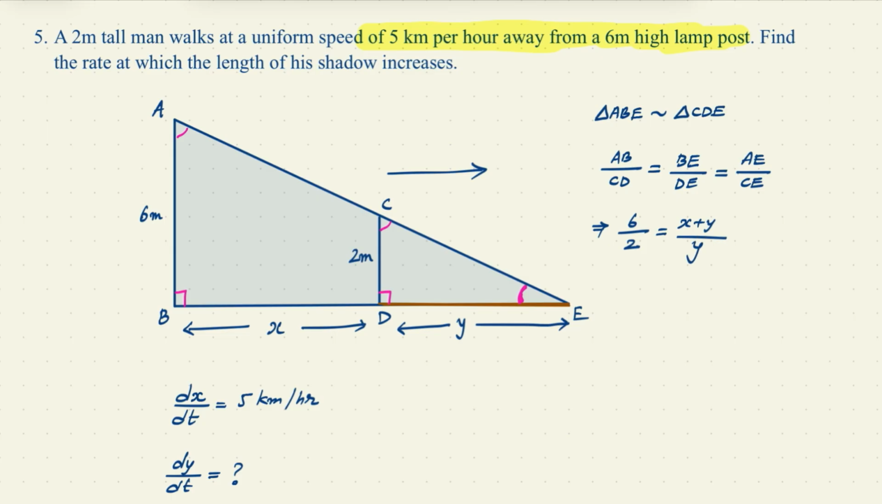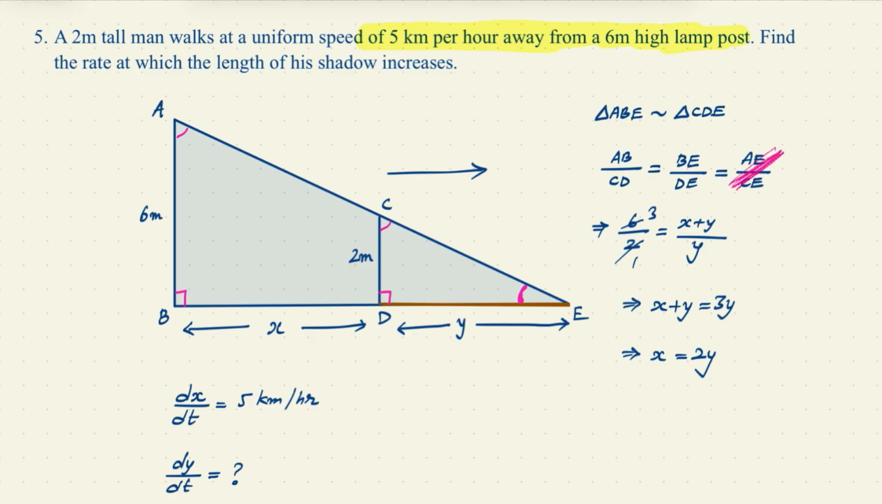Now I will not be using the third ratio, because with these two ratios only I am getting the relation between x and y. My aim was to form an equation between x and y. So here first let us cancel: 2 1 is 2, 2 3 is 6. So here it will be x plus y equals 3y, and hence x will be equal to 3y minus y, which is 2y.